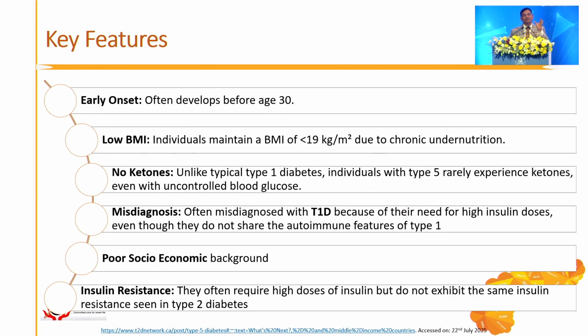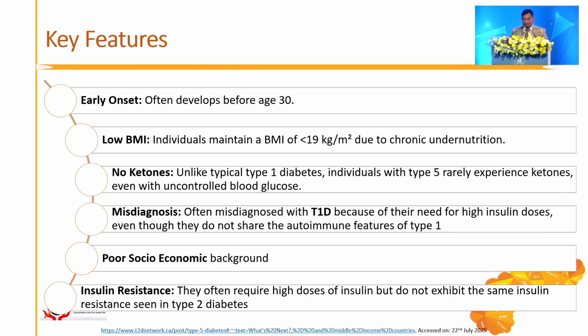If you do the insulin C-peptide levels, for type 1 it should be less than 0.4 or 0.6, and for type 2 we say more than 1.1 is normal. So in MRDM, your C-peptide will be between the two ranges. That's how you define it. Key features: early onset, maybe before 30, but we see even 35, 40s also. Low BMI, very low BMI, less than 18.5, and no ketones, unlike type 1 diabetes, they rarely experience ketosis.